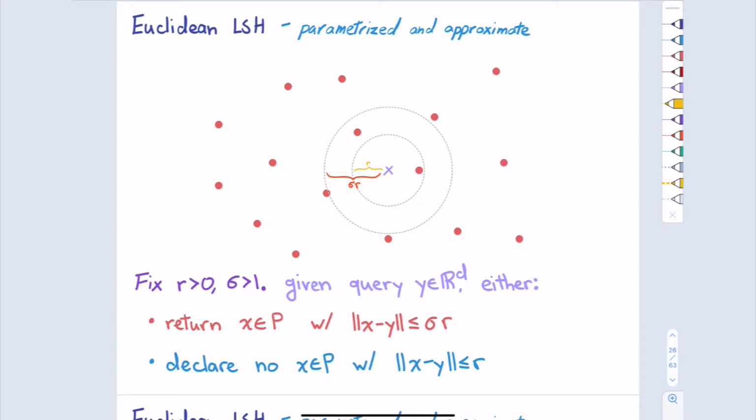Now I did powers of 2 because it's easier for us to think in terms of powers of 2. But what if I wanted a 1 plus epsilon approximation, where epsilon is say 0.1 or something, some smaller value? Not a power of 2, right? What would I do instead?